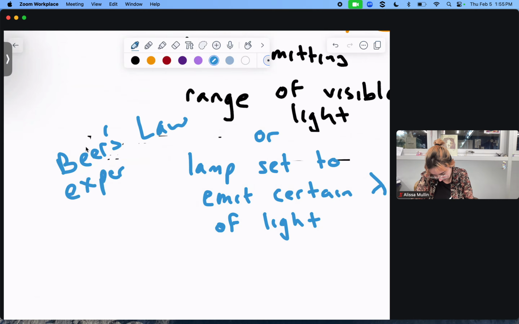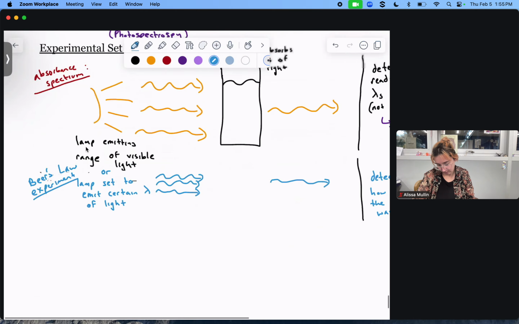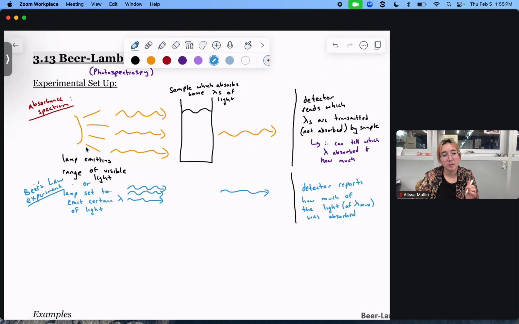So I guess I'll call this a Beer's law experiment. Specifically, it's usually with dyes, with colored things. Let's say I have a mixture of green things and purple things in my sample, but I want to know how much of the green there is. If I only have it set to the wavelength that the green stuff absorbs, then I can specifically focus on how much of that absorbs.